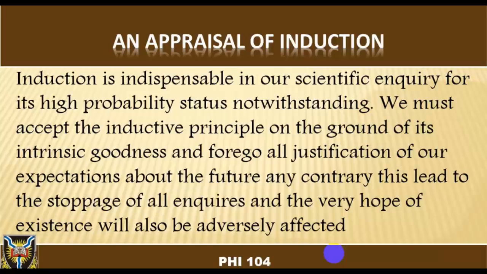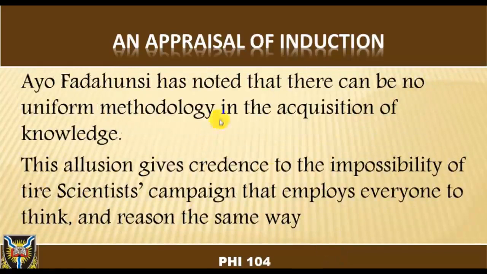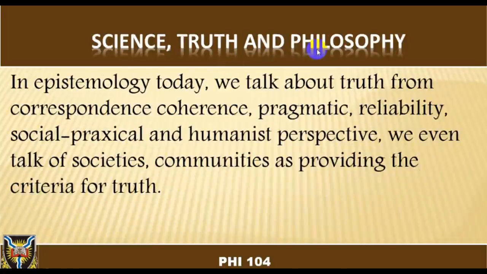In an attempt to unravel such problem on the inductive method of science, in line with T.S. Kuhn, Ayo Fadahunsi has noted that there can be no uniform methodology in the acquisition of knowledge. This allusion gives credence to the impossibility of a tiered sciences campaign that employs everyone to think and reason the same way. The disaster such an agenda can pose is what Haack sees when she writes that to compel people to reason in approved ways is to limit us and our potentialities for novelty, science, truth, and philosophy.